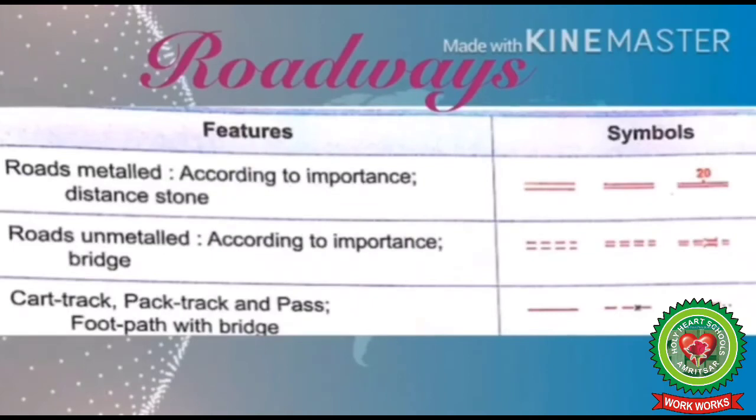Next is pack track. It is a path made by constant use by the men or the animals to travel. It is shown in broken red line with the cross.